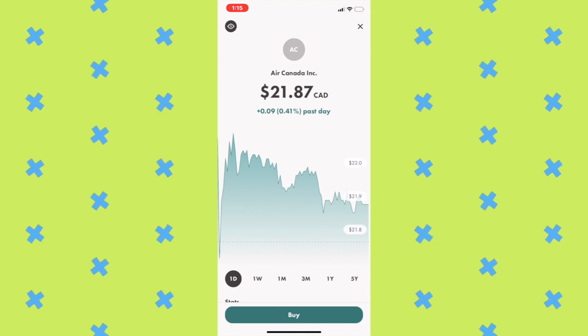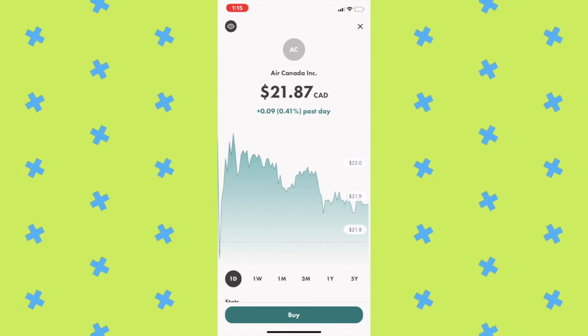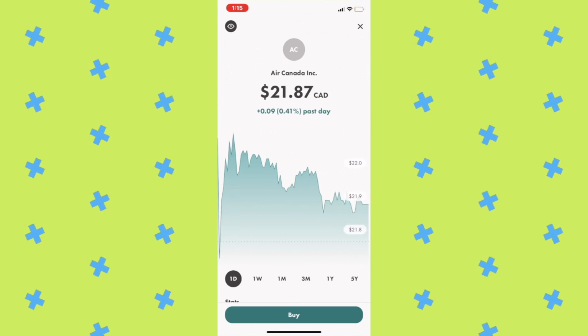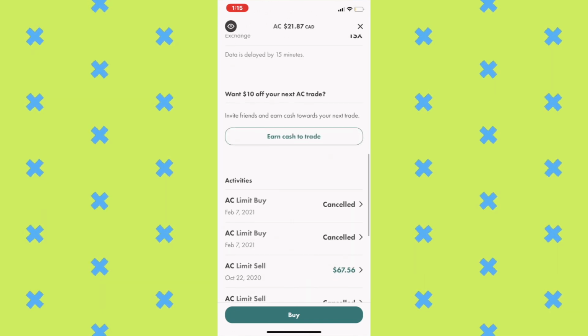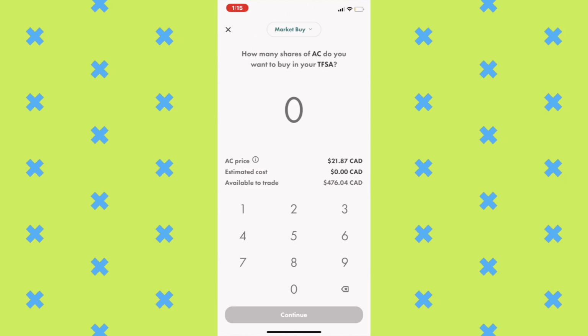So as you can see the 1 day price. So I am trading on the weekend. Right now it's Saturday. The last active day was Friday. So it will show you the last active day. It opened at $22 about, and it went down to $21.88. So now you can see more information down here if you want, and you can see any previous orders you put in.